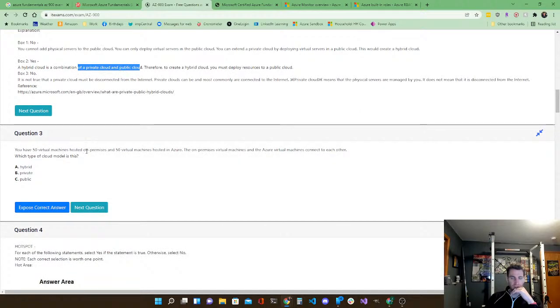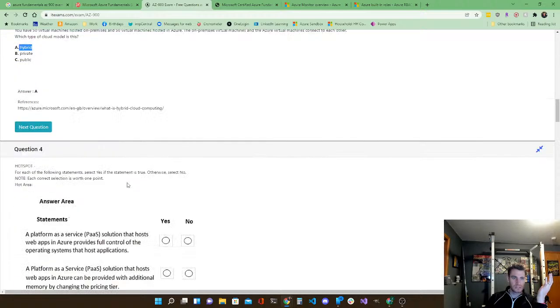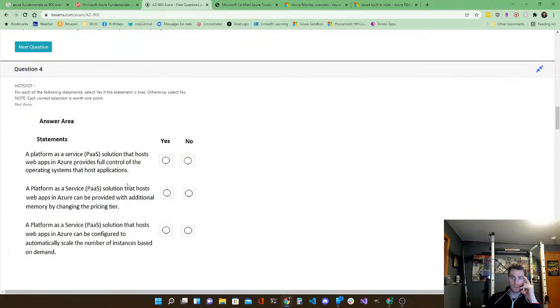You have 50 virtual machines hosted on premises and 50 virtual machines hosted in Azure. The on-premise virtual machines and Azure virtual machines connect to each other. Which type of cloud is this? Man, these are all super easy. Hybrid. Wow, amazing. I hope the whole thing isn't like this.